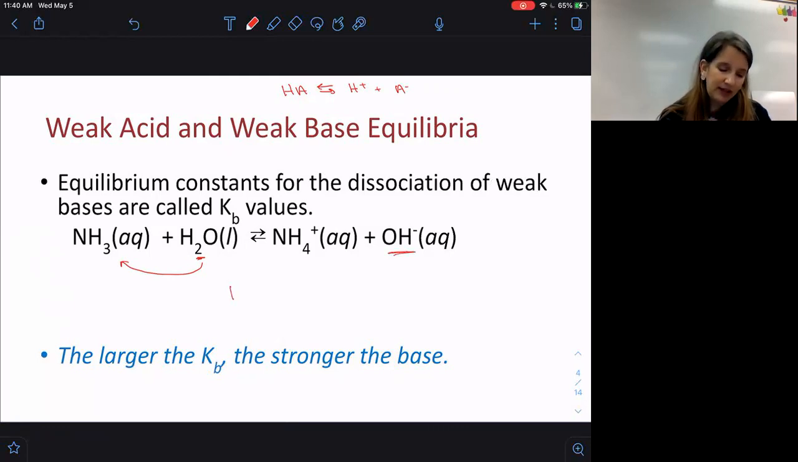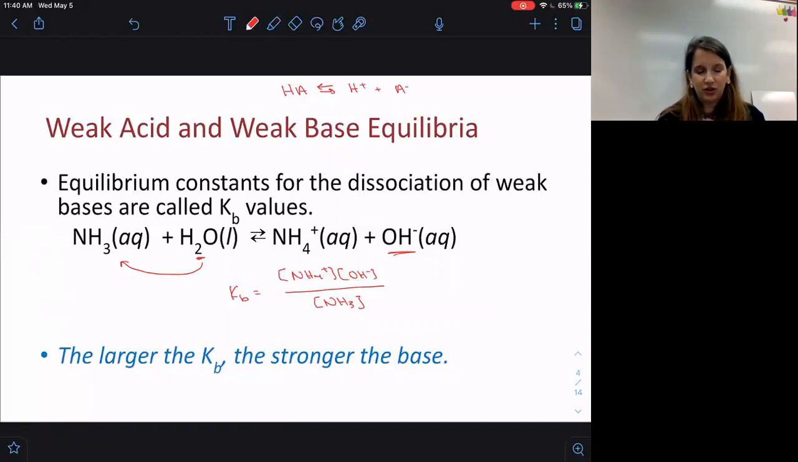But remember, when you write a Kb value, because it's the concentration of your products over the concentration of your reactants, the water, because it is a pure liquid, does not show up in that equilibrium expression. So it's still the concentration of your ions over the concentration of your base. And again, the larger the Kb value, the stronger that base is.